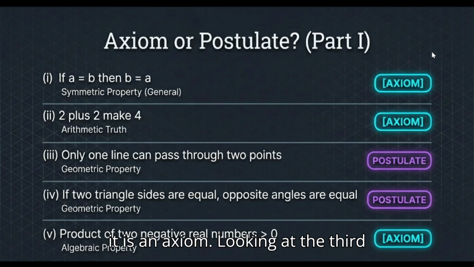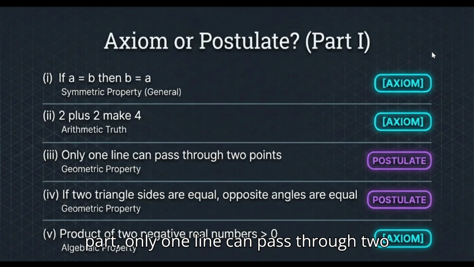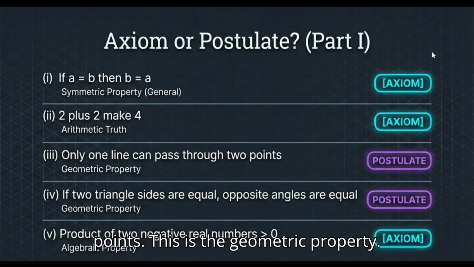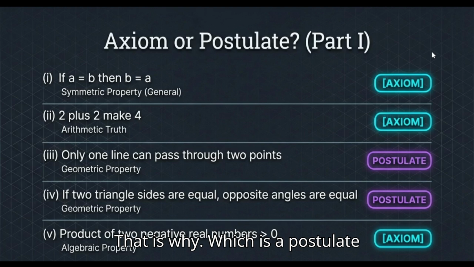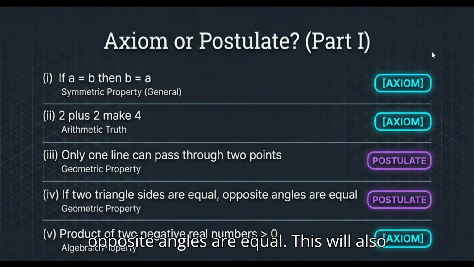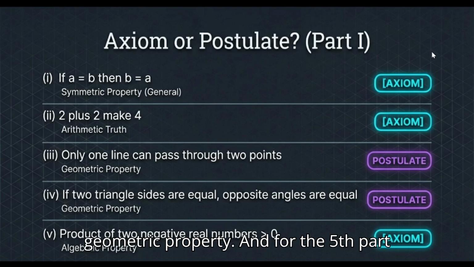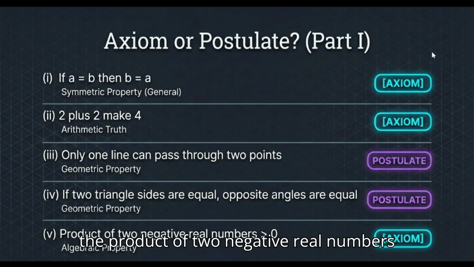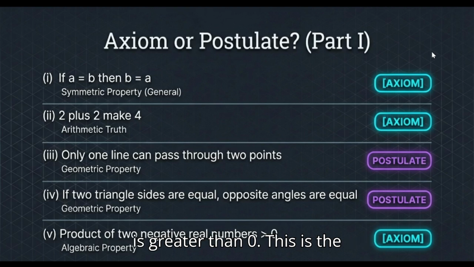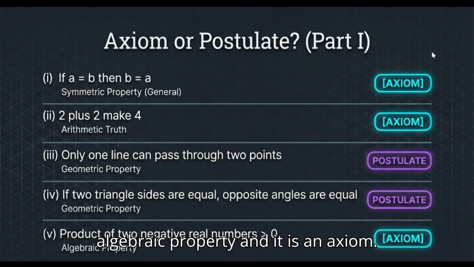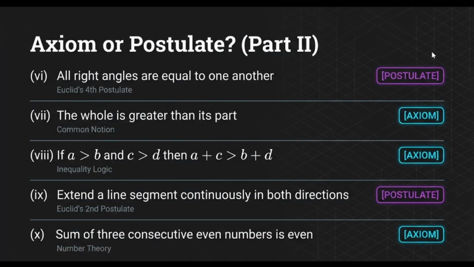Looking at the third part, only one line can pass through 2 points. This is a geometric property. That is why it is a postulate. For part 4, if two triangle sides are equal, opposite angles are equal. This will also be a postulate as it is a geometric property. And for the fifth part, the product of two negative real numbers is greater than 0. This is the algebraic property and it is an axiom.